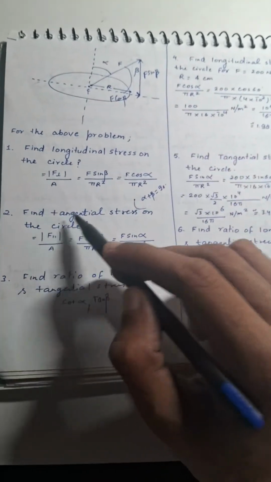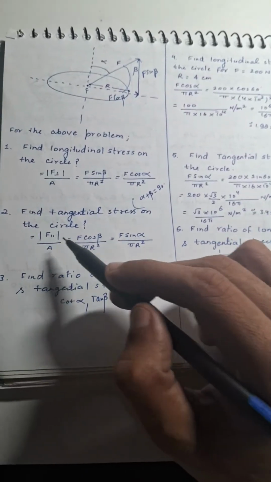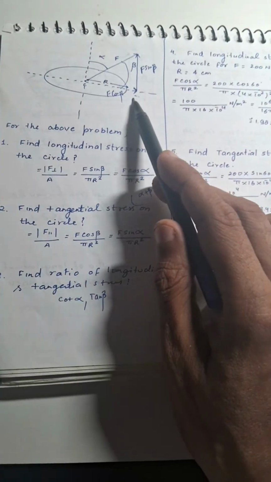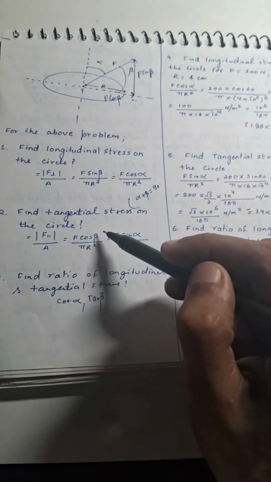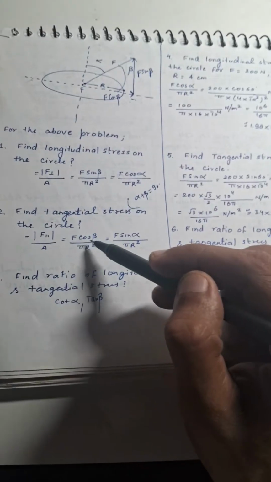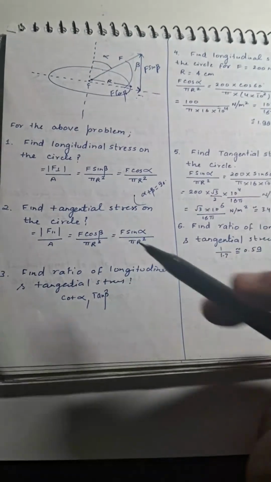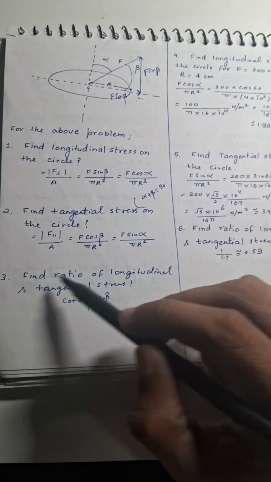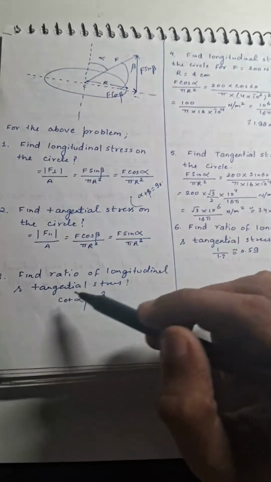In another question, we can find tangential stress by taking the component of force parallel to the surface, which is F cos beta. So here it will be F cos beta by pi r square, and cos beta can also be written as sin alpha. In this way we can find tangential stress. Now next is the ratio of longitudinal and tangential stress. Taking the ratio, we have either tan beta or cot alpha.